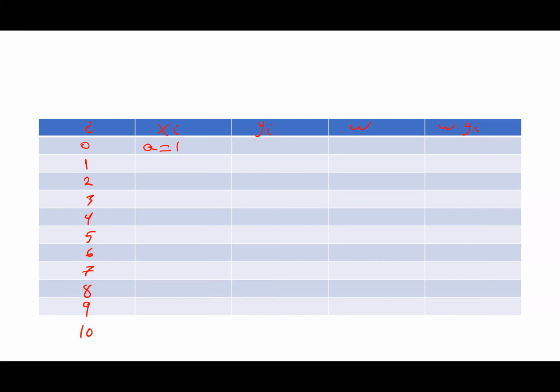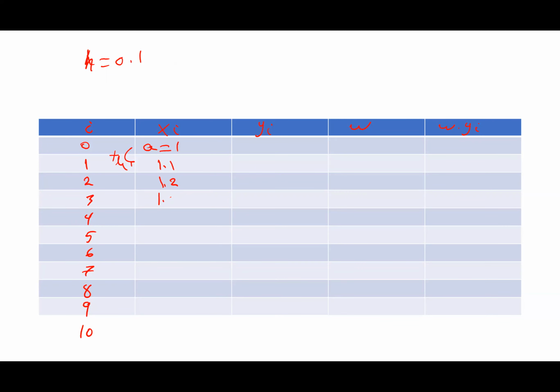Then we add 1h each time. So the next one will be 1.1. Next one will be 1.2. We add h each time. We know that h is equal to 0.1. So we add 1h each time.